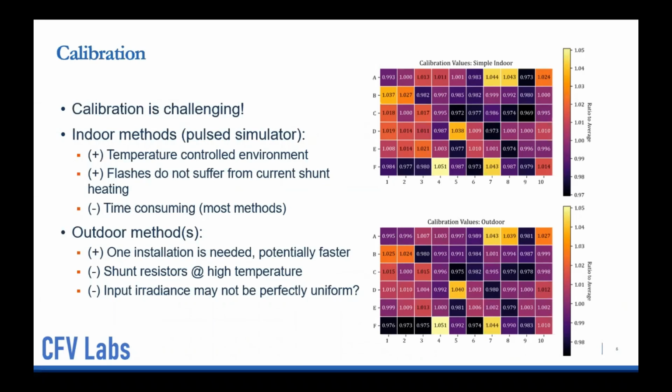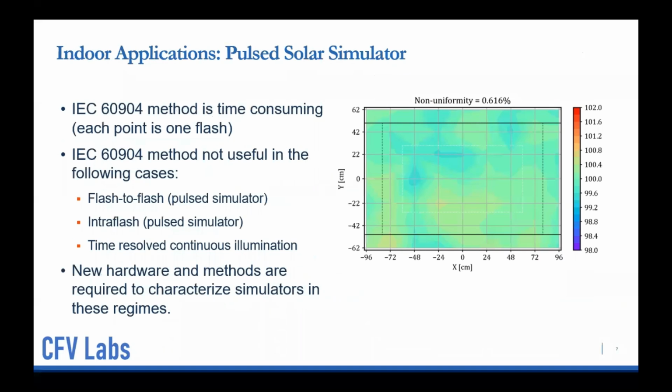On the right here, I show two relative calibration maps from cell to cell between two of the different methods, one outdoor and one indoor. You can see that they agree pretty well. There are some subtle differences here.